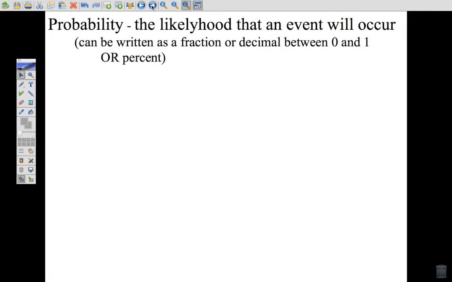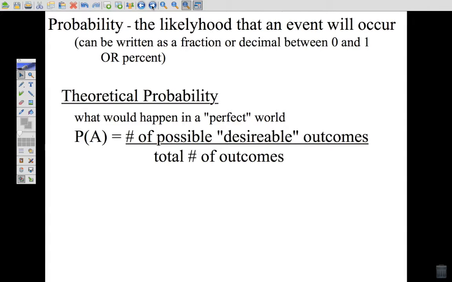When you write it as a decimal or a fraction, it always ends up being a number between 0, meaning it's never going to happen, and 1, meaning it definitely will happen. If it's a percent, it's either 0% or 100%. There are two types of probability. Theoretical probability, and this is what would happen, well, in a perfect world, if everything happened exactly as it should.